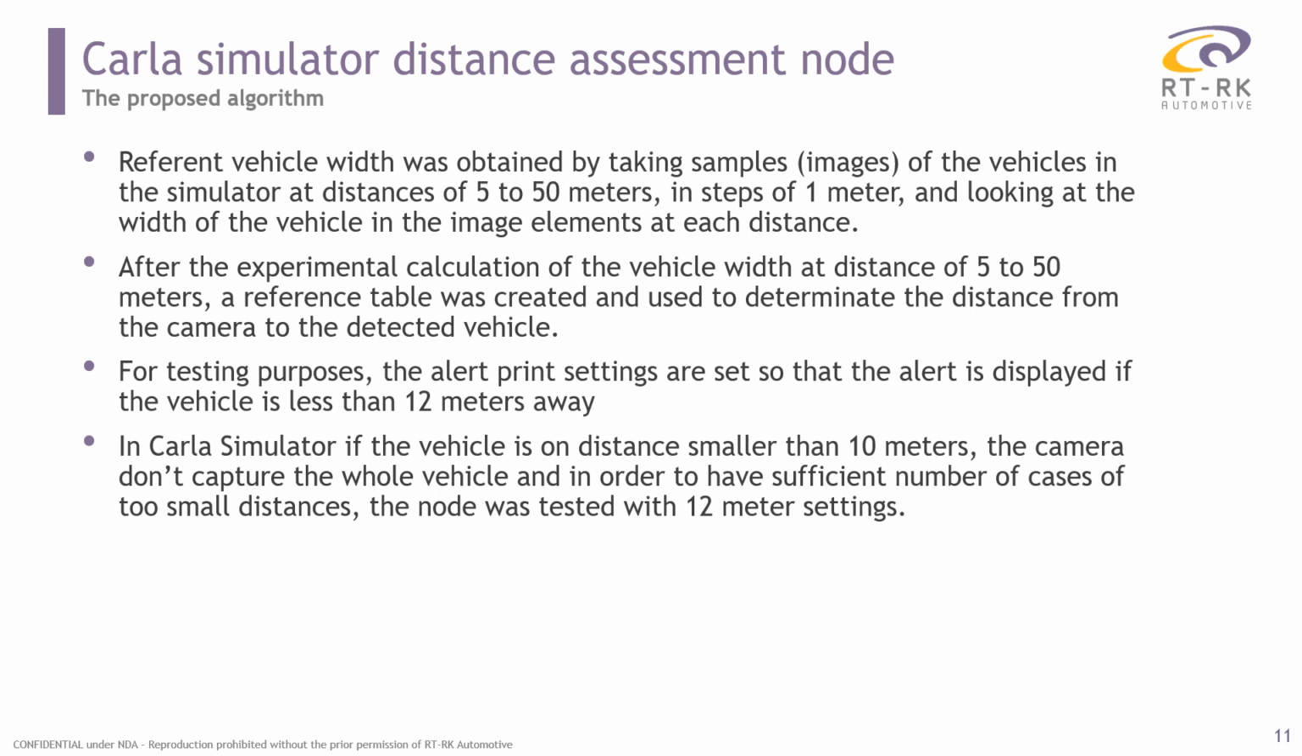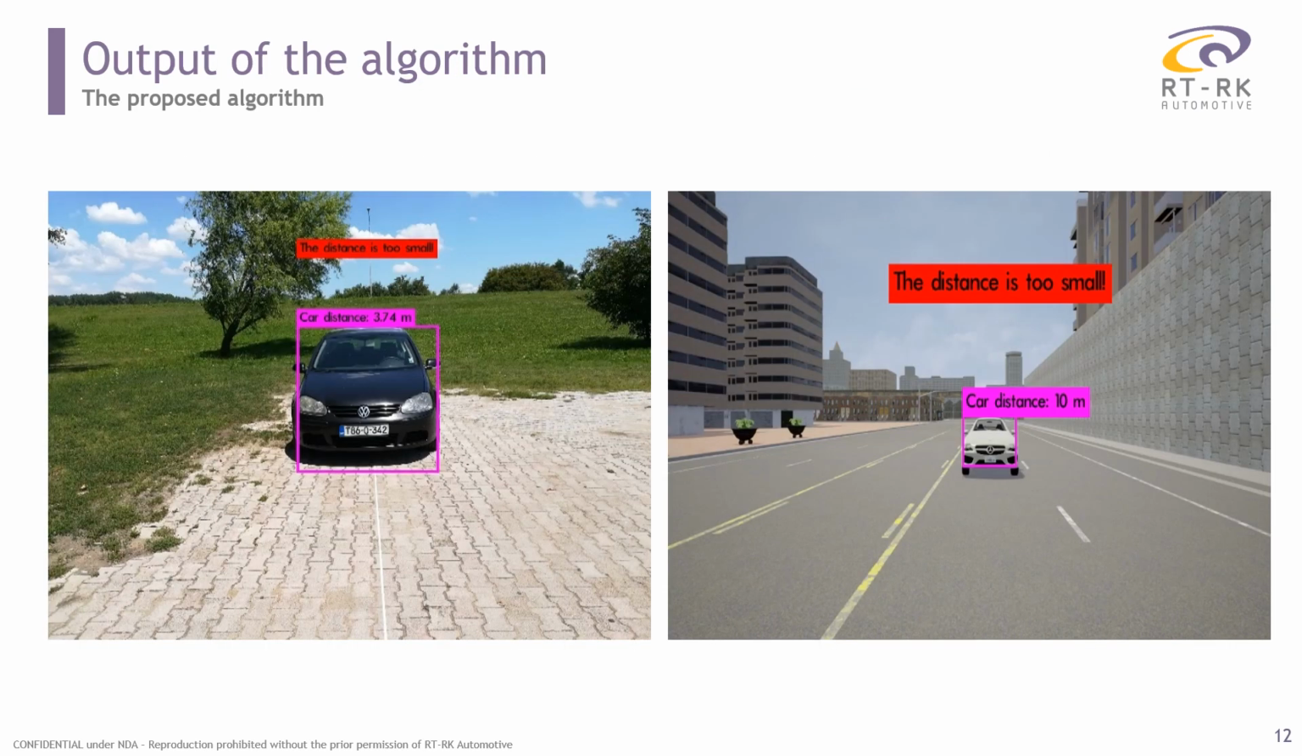In the Carla Simulator, if the vehicle is at a distance smaller than 10 meters, the camera doesn't capture the whole vehicle, and in order to have a sufficient number of cases of too small a distance, the node was tested with 12 meter settings. These two images represent the output of the algorithm. As we can see, there is a bounding box around the vehicle with the name of the class of the detected vehicle and the estimated distance. There is also a message printed on the screen in case of a too small distance.